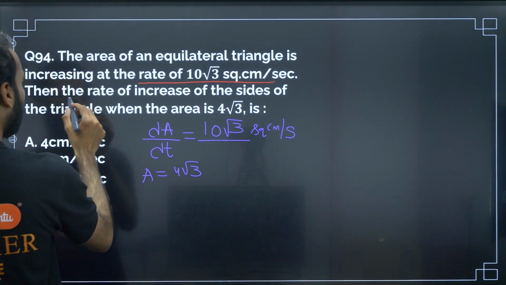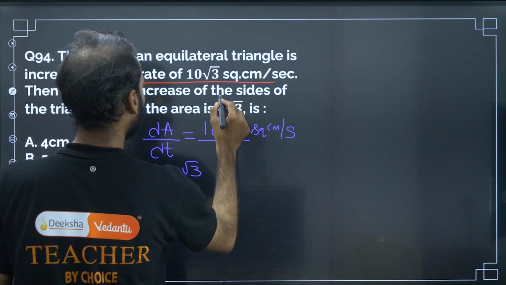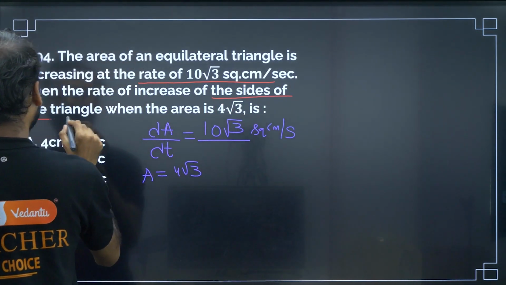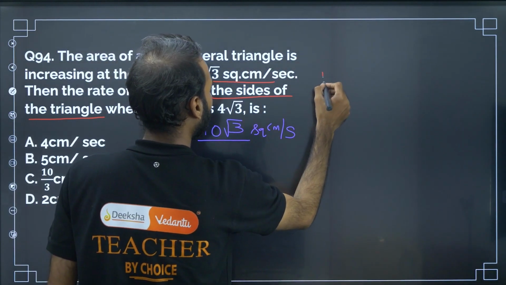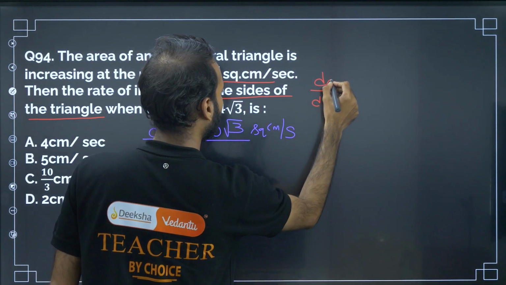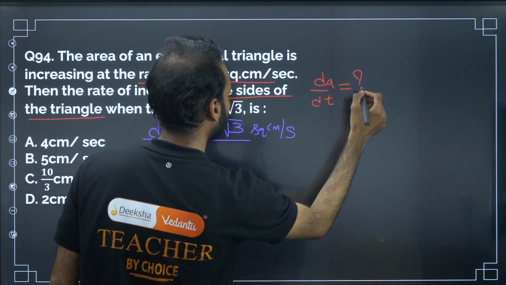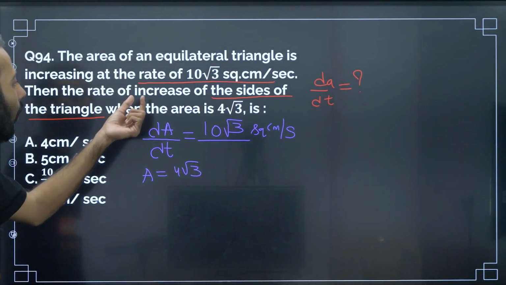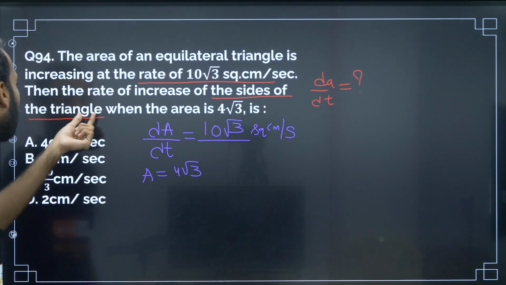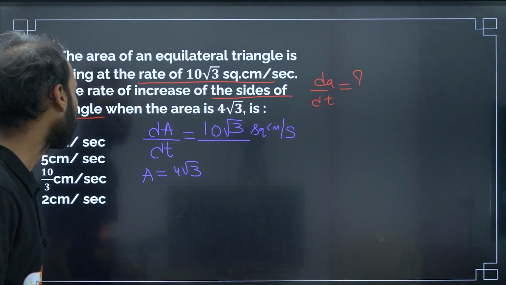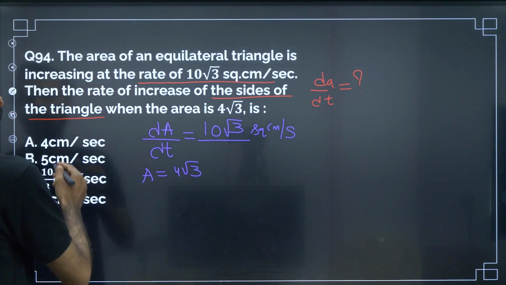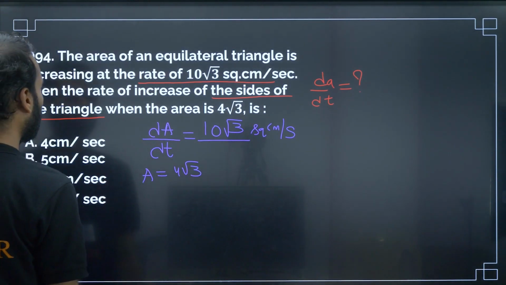So what they are asking, then the rate of increase of sides of a triangle. If I am assuming a as side of equilateral triangle, then da by dt is equal to what? They are asking this. Now how to start solving?